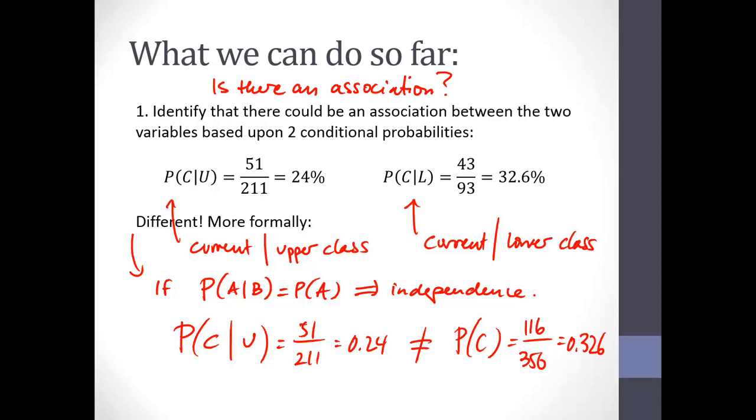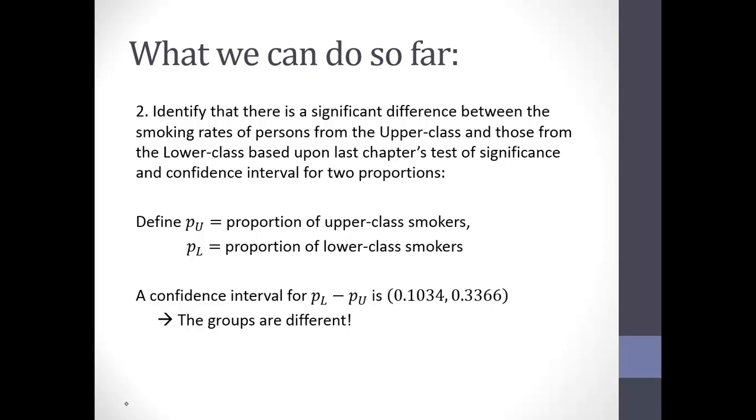So this is just to remind you of what we did before, to informally say, is there a relationship between these two variables? We used this idea of conditional probability. The other thing we could do, again back in chapter 21, is find that there is a significant difference between the smoking rates of persons from the upper class and those from the lower class. So same kind of idea.